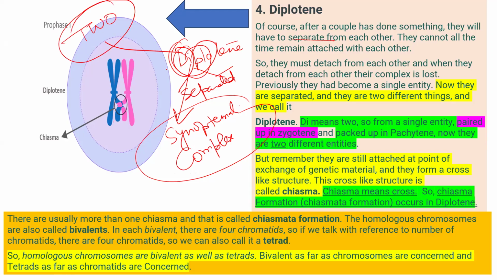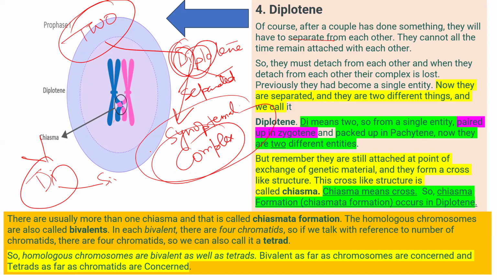Before this they were a single entity: they paired up in zygotene, synapsis happened in zygotene, and crossing over of genetic information took place in pachytene. Now they are different entities because they are fighting each other, the homologous chromosomes. So the synaptonemal complex disappears. But remember, they are still attached, because they have not taken any legal steps. So they are still attached at a point.